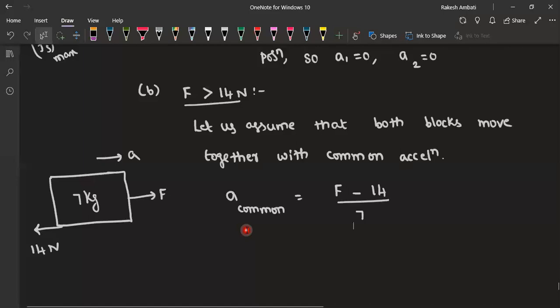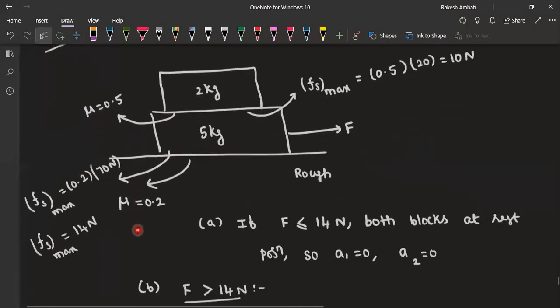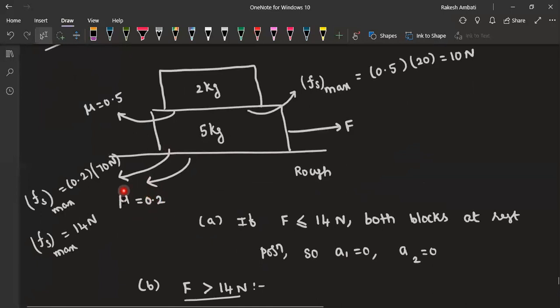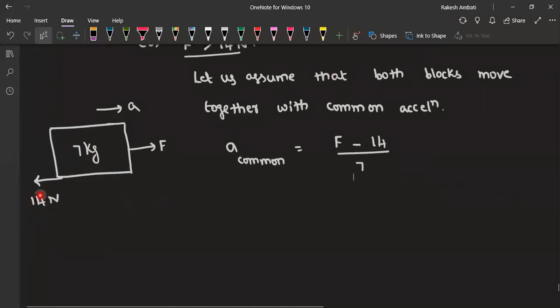Sir, you have taken 14 Newton because that is the value of Fk max. Why? Because once the block started moving, what type of friction will be present here? Static or kinetic? Kinetic. And what is the formula we have to follow? Mu into N, mu m1 g. Mu s and mu k values are both the same. So it is Fk, and if we follow the same procedure, we get 14 Newton, correct?